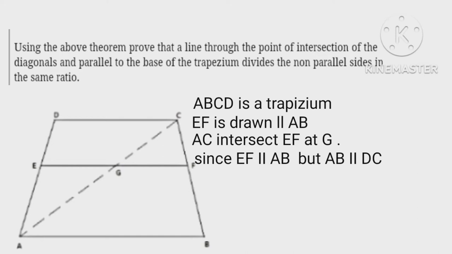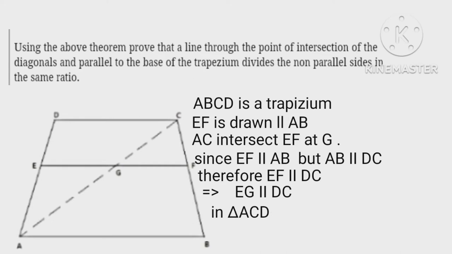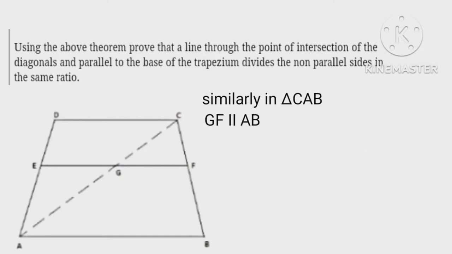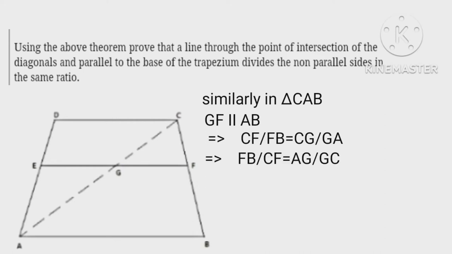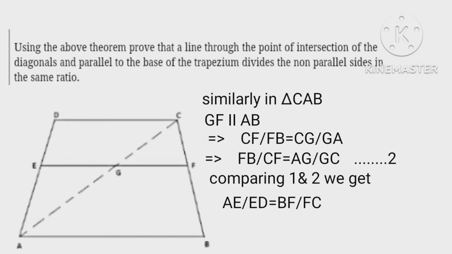Since AF is drawn parallel to AB and AB is parallel to DC, therefore AF is parallel to DC, which implies that AG is parallel to DC in triangle ACD. AG parallel to DC implies that AE upon ED equals AG upon GC. This is equation 1. Similarly, in triangle CAB, GF parallel to AB implies that CF upon FB equals CG upon GA, which implies that FB upon CF equals AG upon GC. This is equation 2. Comparing 1 and 2, we get AE upon ED equals FB upon FC, hence proved.